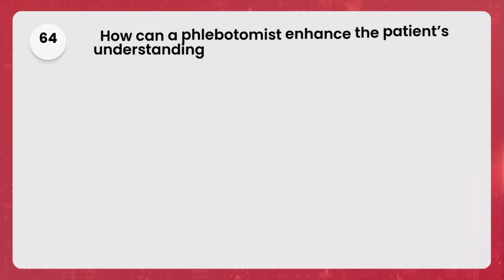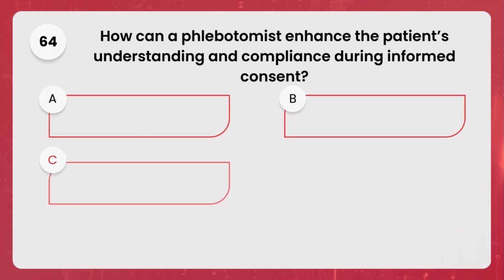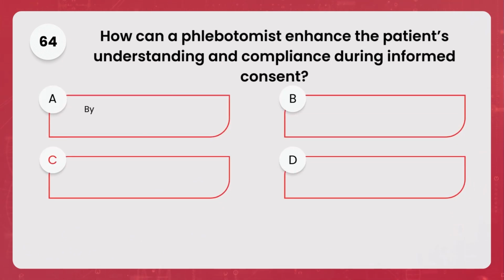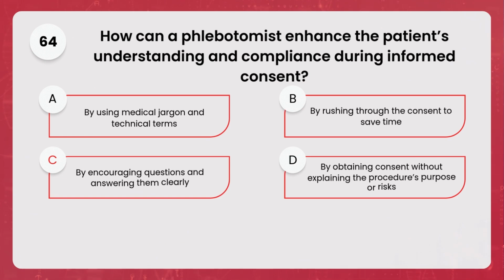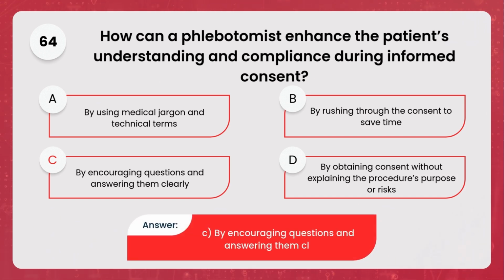Number 64. How can a phlebotomist enhance the patient's understanding and compliance during informed consent? A. By using medical jargon and technical terms. B. By rushing through the consent to save time. C. By encouraging questions and answering them clearly. Or D. By obtaining consent without explaining the procedure's purpose or risks. The answer is C. By encouraging questions and answering them clearly.